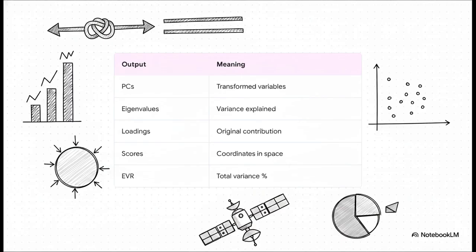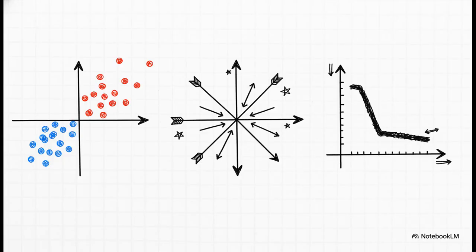When the program finishes, it spits out principal components, which are just your new transformed variables. Eigenvalues simply represent the raw amount of variance explained by each of those components. Loadings tell you how much each of your original sensors actually contributed to creating the new components. Scores are just the new coordinates of your data samples in this newly created PCA space. And the explained variance ratio, that's the really big one, is the simple percentage of the total story that each component successfully captured.